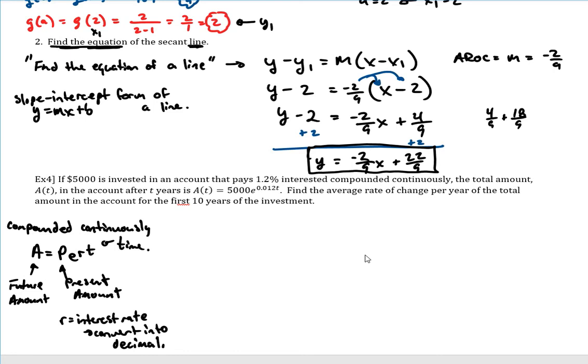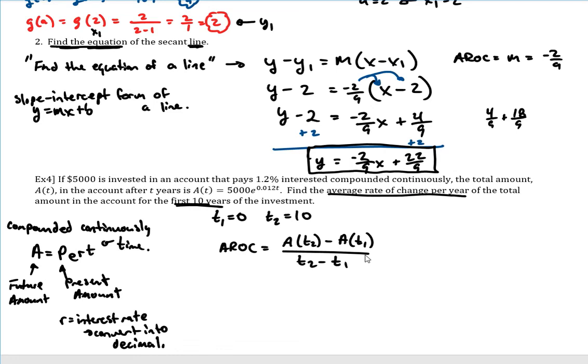All right, so they told us the formula. A of t equals this, and they want us to find the average rate of change per year of the total amount in the account for the first 10 years of the investment. For the first 10 years, our t1 would begin at 0, and our t2 is the end of the 10 years, 10. And so our average rate of change, our AROC, well, they used A in this case instead of f of x, and we're using t's instead of x's, so I'm going to use A of t2 minus A of t1 over t2 minus t1.